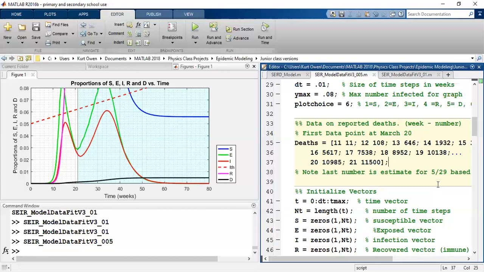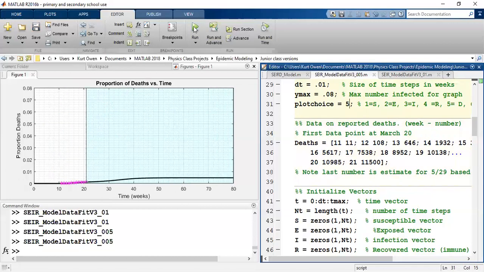Okay, so we have the death data in there directly. And what I did was I carefully looked at the data for deaths, and in plot choice 5, that's the plot choice for deaths, I picked A values that would match the data. Now it's hard to see that right now. The percentage of deaths is well below the 8% that I have shown as my vertical axes. So let me bring that down to 0.00 to 0.5%.